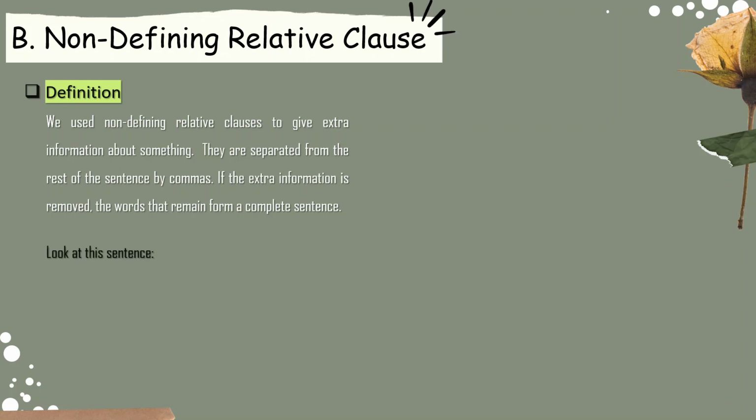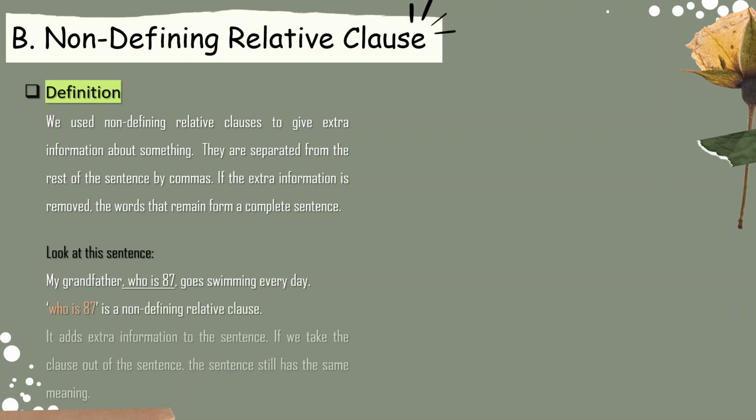So guys, please look at this sentence. My grandfather, comma, who is 87, comma, goes swimming every day. Who is 87 is a non-defining relative clause. It adds extra information to the sentence. If we take the clause out, the sentence still has the same meaning.